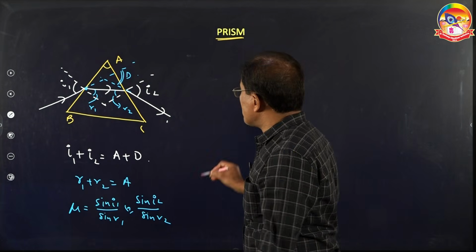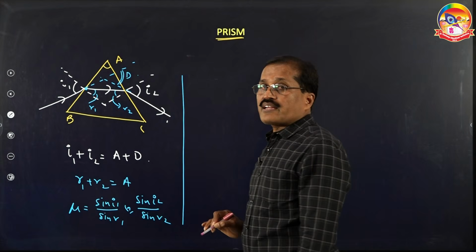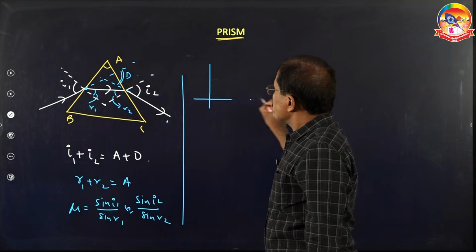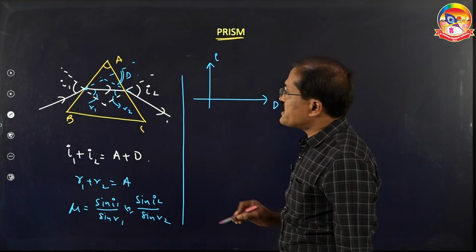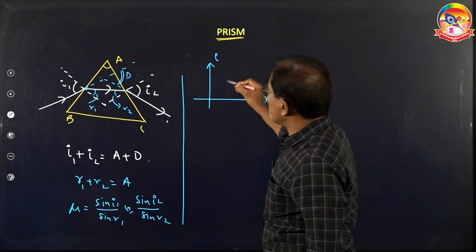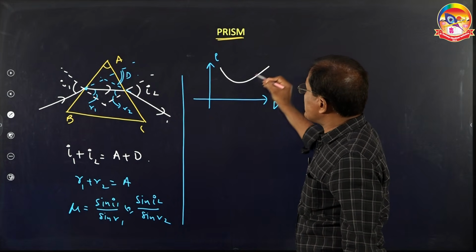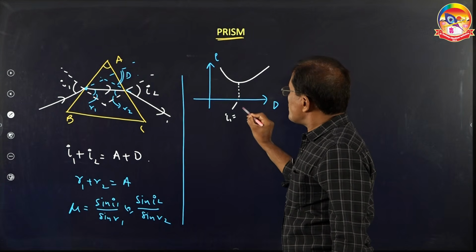But our concept here is, if at all deviation is minimum. Because if you see the I-D graph here, angle of incidence and angle of deviation, the angle of deviation is not always constant here, it depends upon the angle of incidence. As the I value increases, the angle of deviation first decreases then increases, and at one particular angle of incidence, I1 is equal to I2.